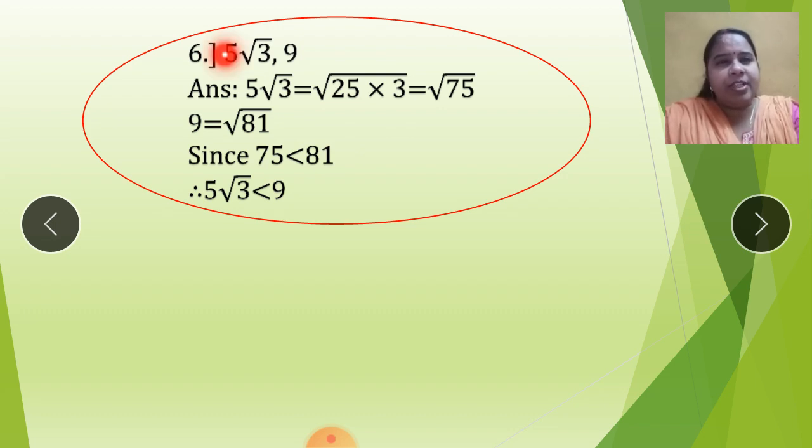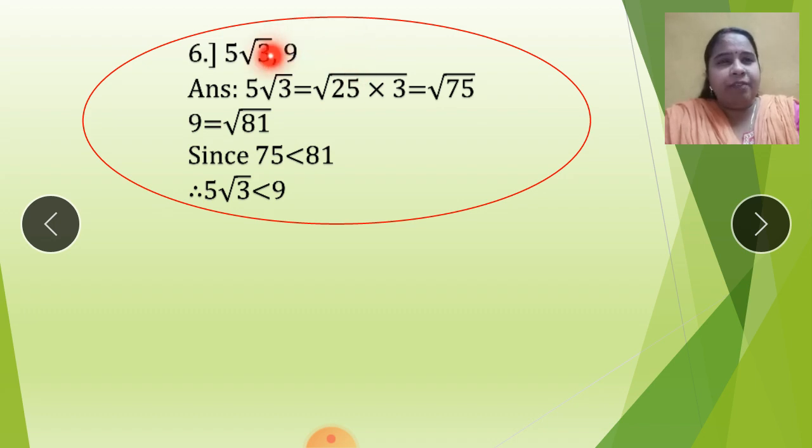First step, let us see this 5 root 3. It is already a mixed surd. Let us convert it into a pure surd. What is to be done for that? 5 will go inside this radical sign and will become 25. So 25 into 3, how much? Square root of 75. Okay.